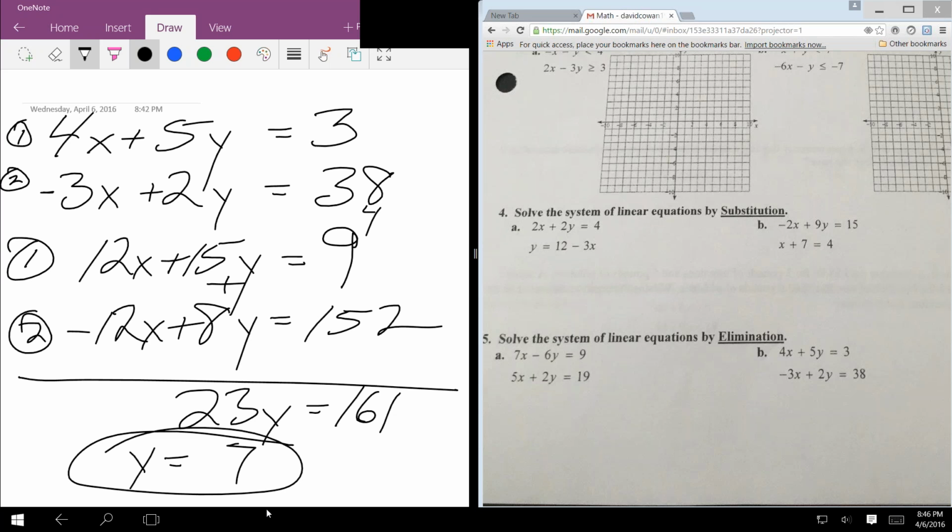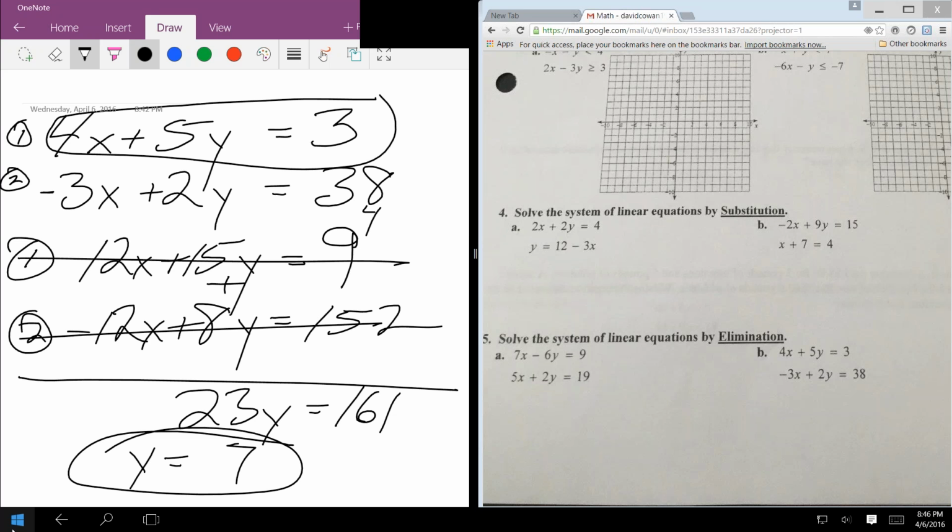And then you can solve for x by going into whichever you consider the simplest of the four equations you're looking at. It's almost never one of these, because those all have bigger numbers. So the one I would use is this one right there. Everything's got a plus sign. The biggest number is 5. In this equation here, the biggest number is 38, and there's a negative sign. So I'll choose the simplest equation to solve for the other variable. Okay?